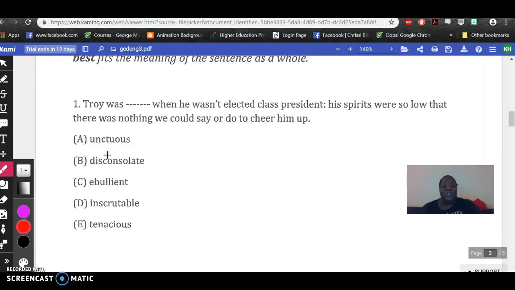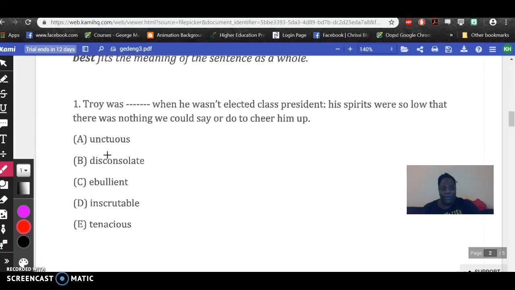So number 1, Troy was blank when he wasn't elected class president. His spirits were so low that there was nothing we could say or do to cheer him up. Let's read it again. Troy was blank when he wasn't elected class president. His spirits were so low that there was nothing we could say or do to cheer him up.